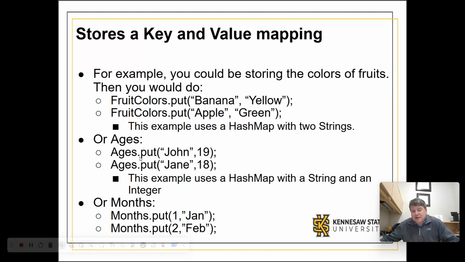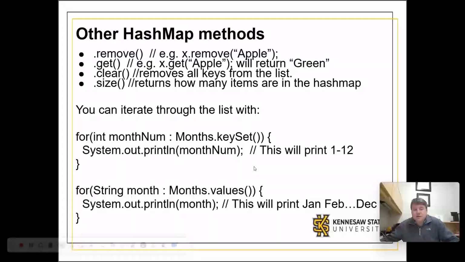You might also want to be able to keep track of ages. So you might say something like put John 19, Jane 18. This uses a hash map with a string as the key and an integer as the value. You could also want to keep track of the months, which is the opposite of that. This is going to be an integer and a string. So 1 is January, 2 is February. This allows you to store data and then look it up very quickly later on, which is really useful.